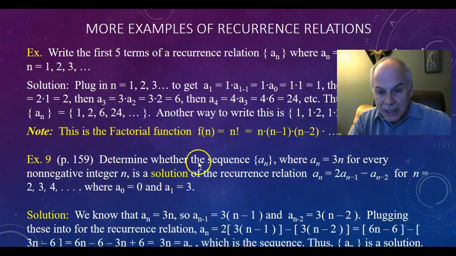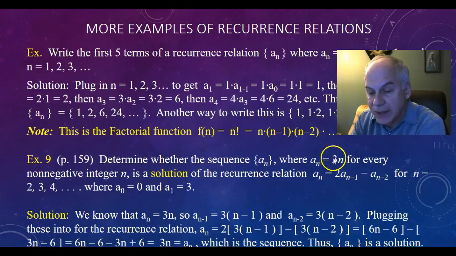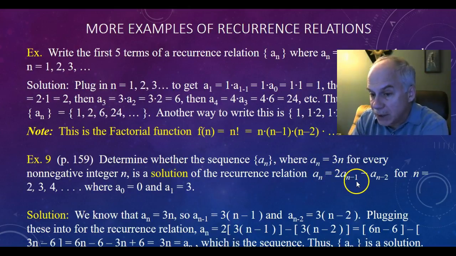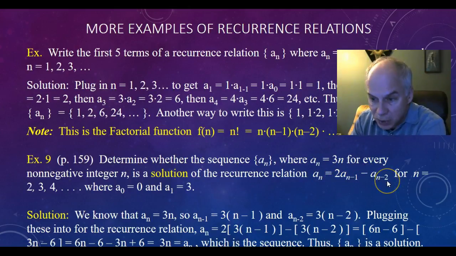Now, example 9 says, page 159, determine whether the sequence a sub n, where a sub n equals 3n, for every non-negative integer n, is a solution of the recurrence relation a sub n equals 2 a sub n minus 1, minus a sub n minus 2, for n equal to 2, 3, 4, etc. Now, they do give the initial conditions. A sub 0 is 0, a sub 1 is 3. So we know that a sub n is 3n.